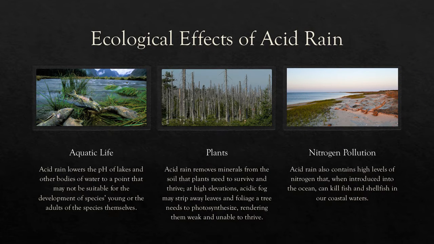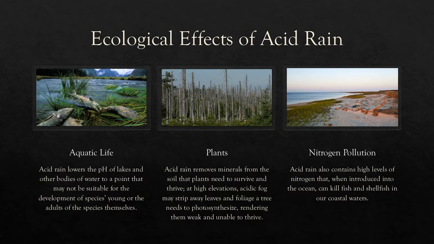Biological effects of acid rain. Aquatic life. Acid rain lowers the pH of lakes and other bodies of water, such as oceans and rivers, to a point that may not be suitable for the development of the young or the adults of the species themselves. In a very extreme case, the adults will not be able to survive, but most of the time, if the pH is altered even slightly, then the eggs and young of fish, for example, cannot survive and develop.